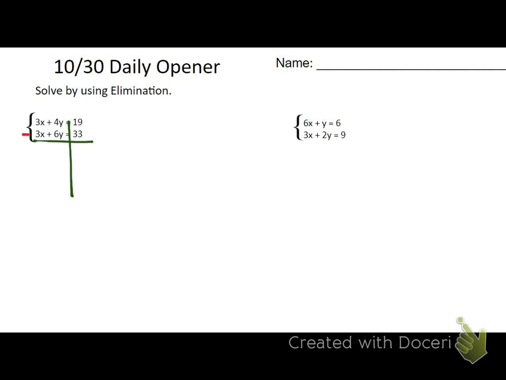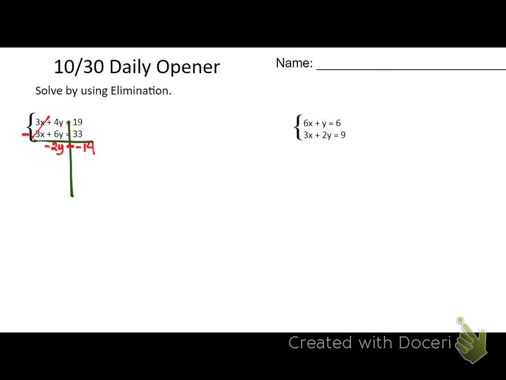So 3x minus 3x, we just said it's going to eliminate and they cancel. So that means that we're going to go ahead and have to bring these down as well by following the same operation that we chose, which is subtraction. So that means we're going to take 4y minus 6y. What's 4y minus 6y? Negative 2y. Equals, and then we're going to continue our problem and take 19 minus 33. Negative 14.